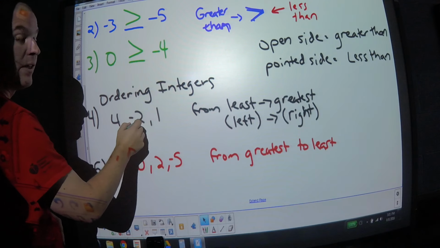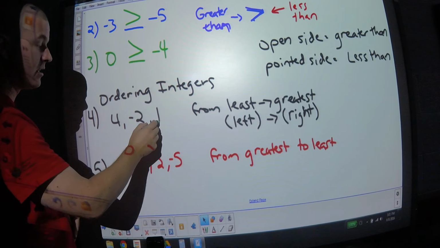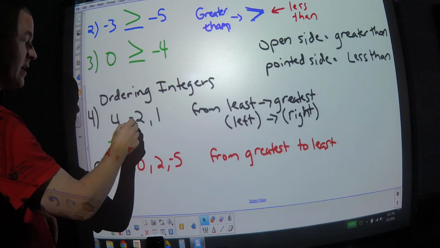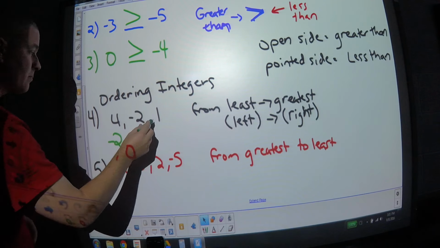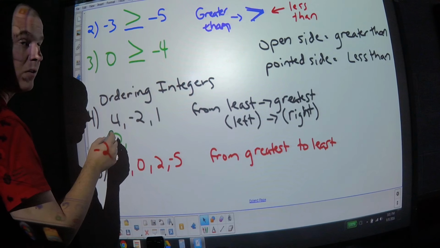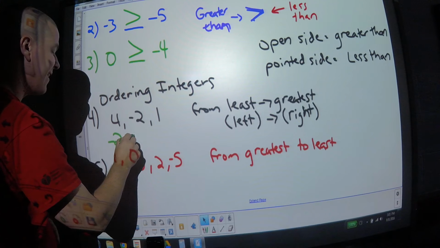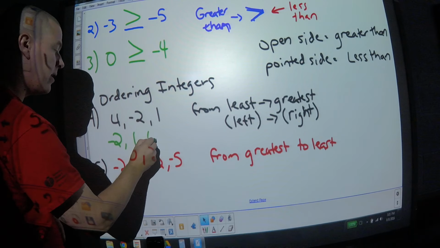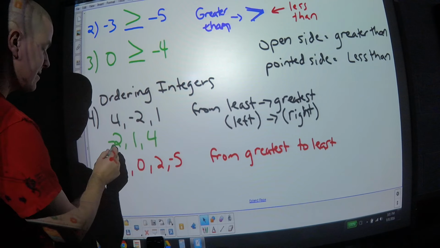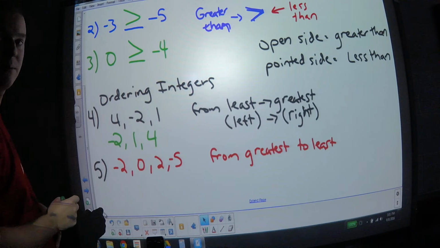Is 1 greater than or less than -2? It's greater than. So it goes -2 because -2 is the smallest number. And then on here, is 1 greater than 4 or less than 4? Well, 1 is less than 4, so 1 goes in the middle, and then it would be 4. So this goes from least to greatest.